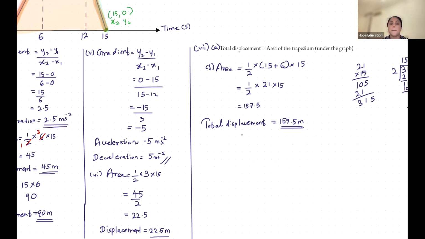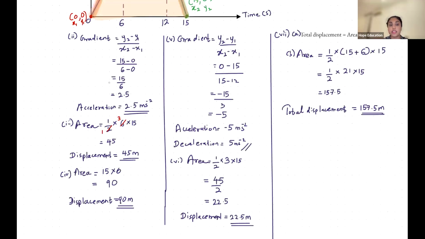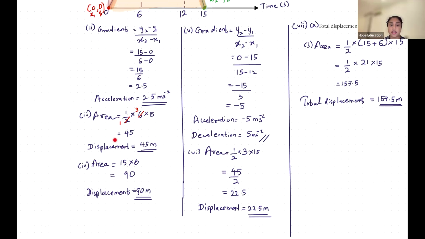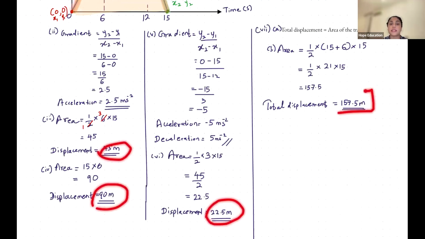We can add these up to check whether the total displacement is correct. You know, we calculated the individual displacements, no? Here 45, here 90, and here 22.5. When you add those three, you should get this total displacement. Okay? Now we have to copy this down.